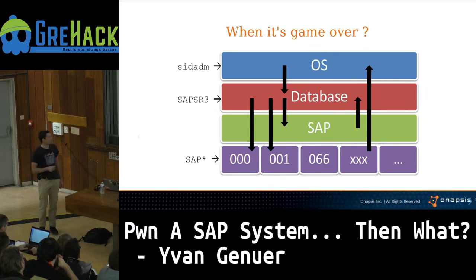Another example: if you get access to one client with SAP, you can execute OS commands using some report, a report being a program. So basically, it's important to understand that when you do a pen test, you can switch from one layer to another, from the OS side to the database side, very, very easily.